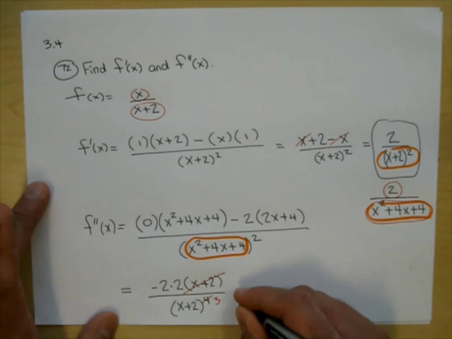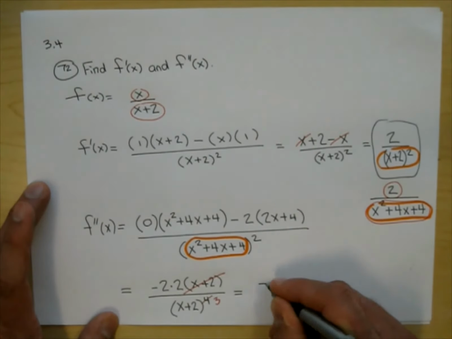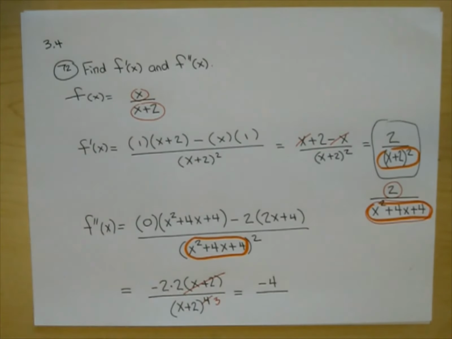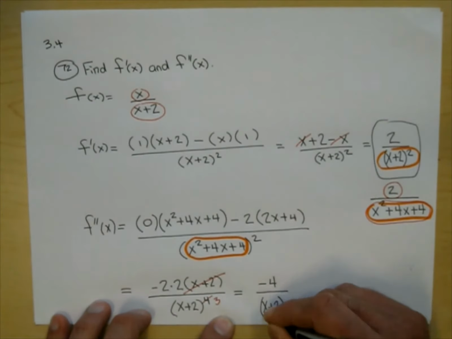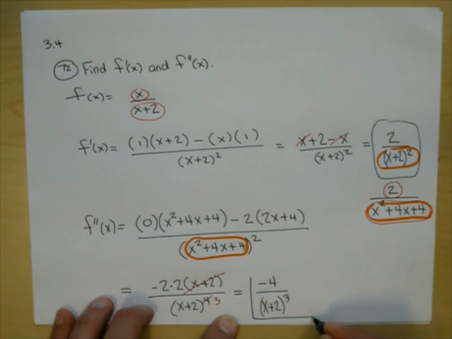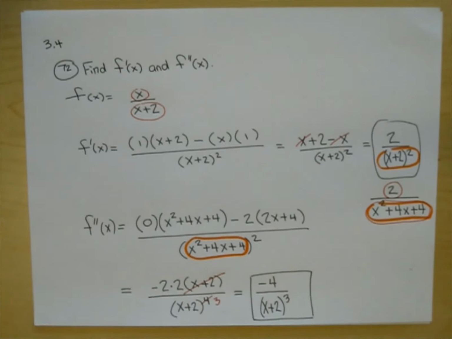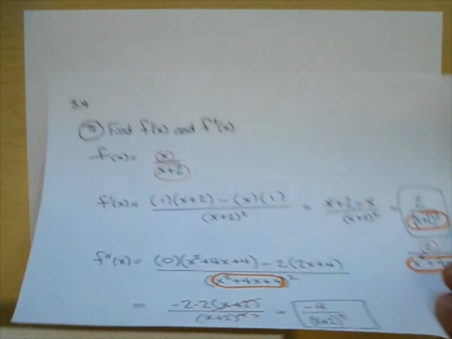So my final answer, negative 2 times 2, so that's negative 4 on the top, and on the bottom we have x plus 2 cubed. And that is 2 derivatives of our function. So we have our velocity function and our acceleration function. There's actually different interpretations of the first derivative and the second derivative, and we'll see that as we continue after exam 2. Let's go ahead and look at problem number 73.